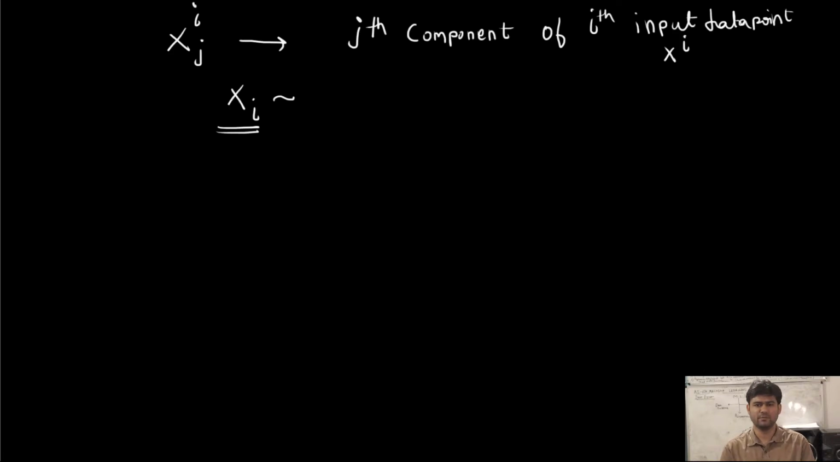We will denote the probability density function of a random variable. Let's suppose there's a random variable x. Its probability density would be denoted as p of x.